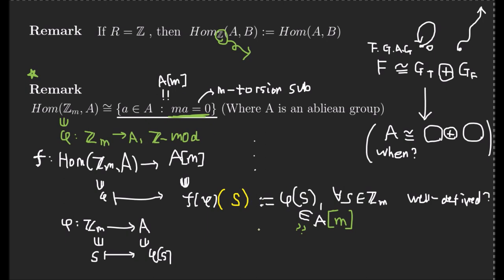But actually, this element should be in the set A_M, not just in A. So another claim, to define the well-definedness condition: M·phi(s). This is clearly an element in A, and M·phi(s) is zero. If this condition holds, then this is clearly in A_M, the M-torsion subgroup. To check that this holds, I will substitute in phi(s), Ms instead of s.